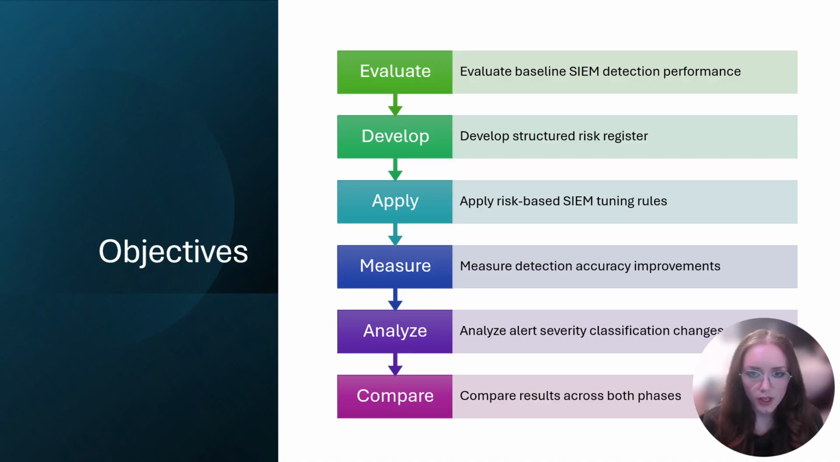To address this question, the study had 5 objectives. First, measure the baseline performance of a SIEM using its default configuration. Second, develop a structured risk register for the attacks included in the study. Third, implement risk-based tuning within the SIEM. Fourth, measure changes in detection accuracy. And finally, compare detection coverage and alert severity before and after tuning.